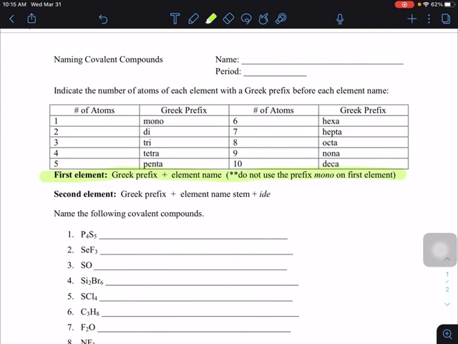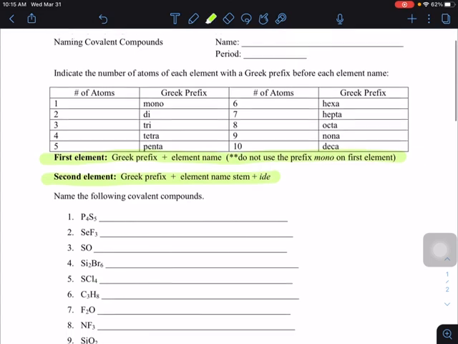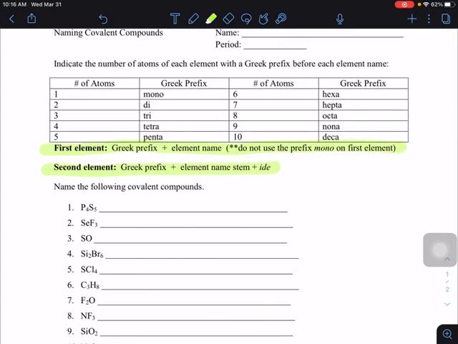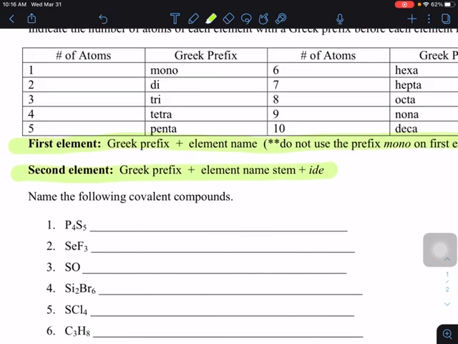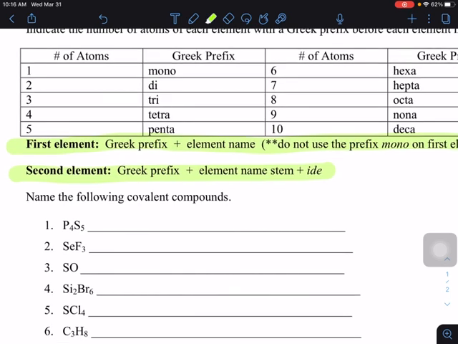On the second element, we use our Greek prefix plus the element stem name, and we always change the ending of our covalent compounds. Just like ionic compounds, we change the ending to IDE. Okay, so for the first one here, we've got P4S5. The subscript 4 is telling you how many you have, and that prefix is going to be tetra.